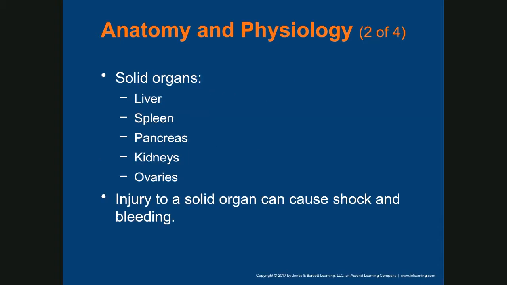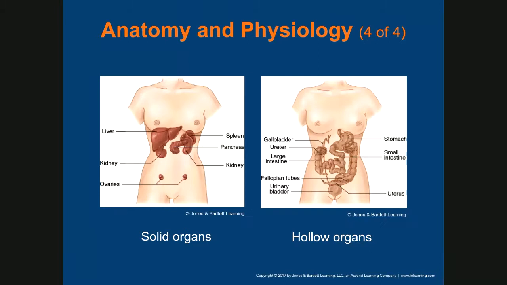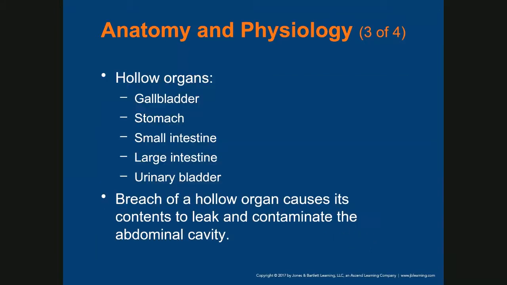So your solid organs include the liver, the spleen, pancreas, kidneys, ovaries. Injury to a solid organ can cause shock and bleeding. Hollow organs include the gallbladder, the stomach, small intestine, large intestine, urinary bladder. Breach of a hollow organ causes its content to leak and contaminate the abdominal cavity, so that would lead to peritonitis.